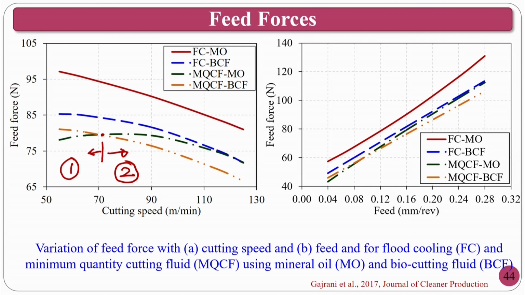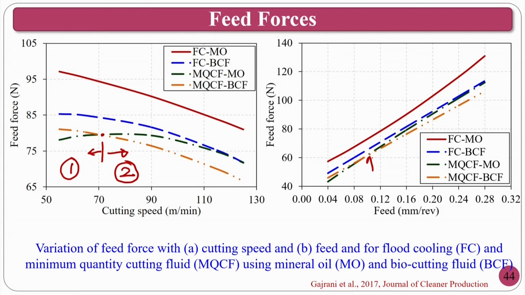That means that forces are less. That means that mineral oil possesses good lubricating characteristics compared to bio cutting fluids. However, bio cutting fluids have better cooling abilities, because at higher speeds the temperature phenomena will be higher. That is what I want to convey from this particular figure.